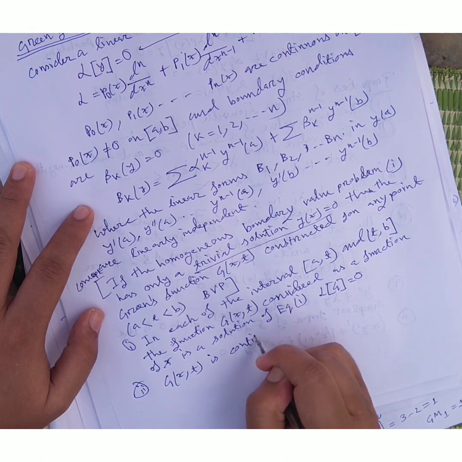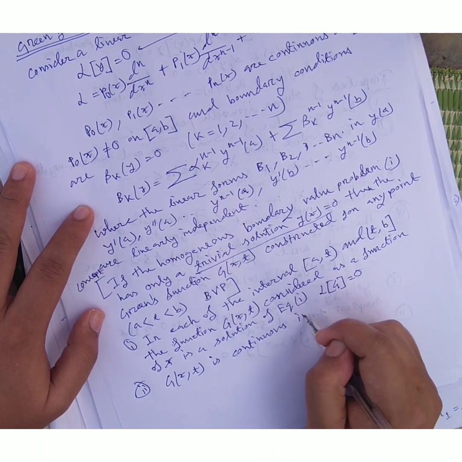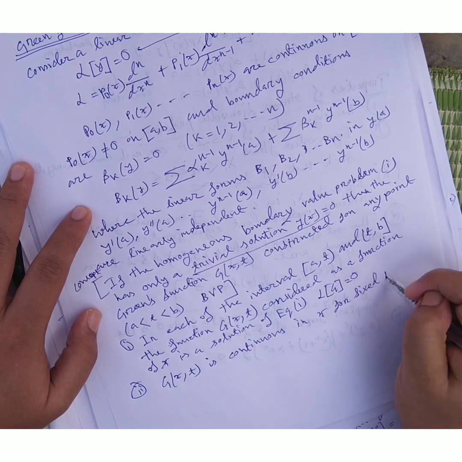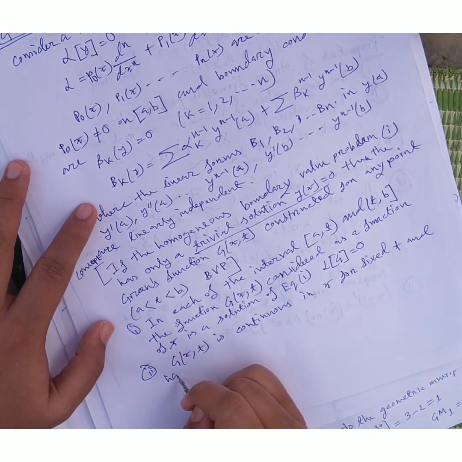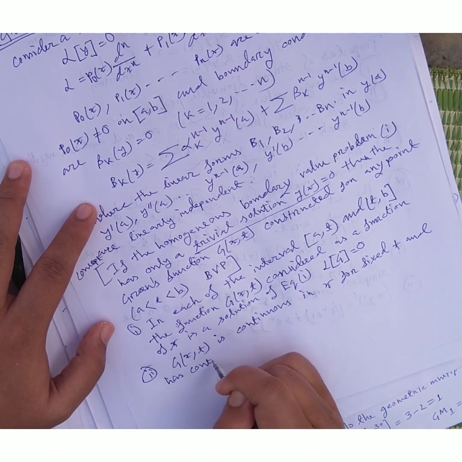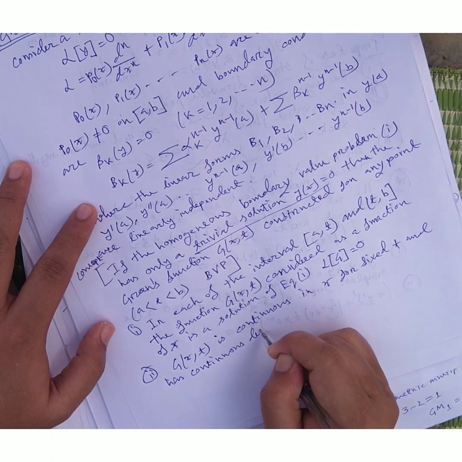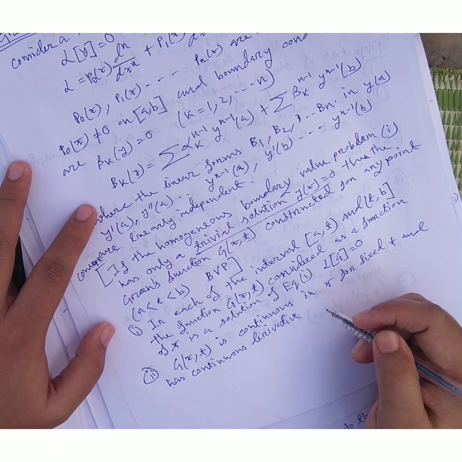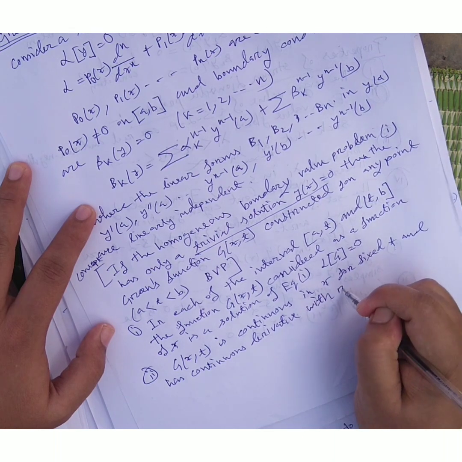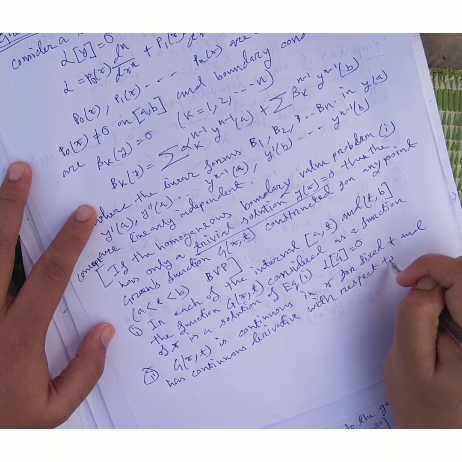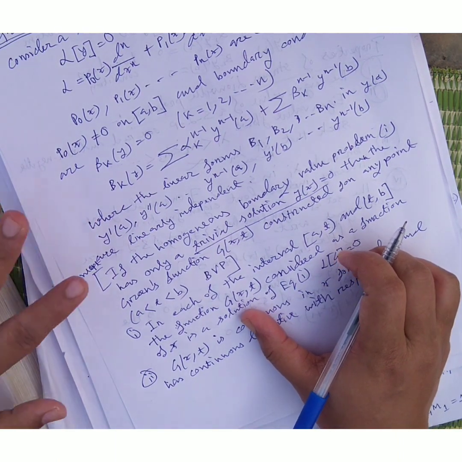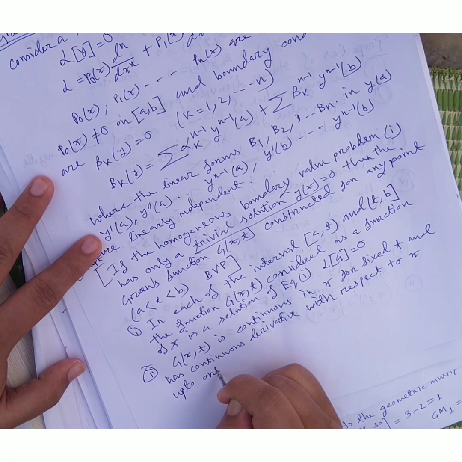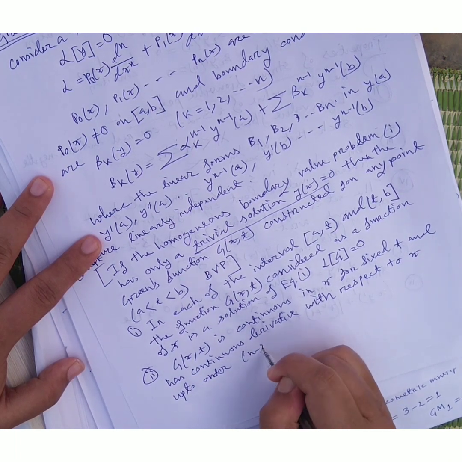Number 2 is that G(x, t) is continuous in x for fixed t and has continuous derivatives with respect to x up to order n minus 2 inclusive.